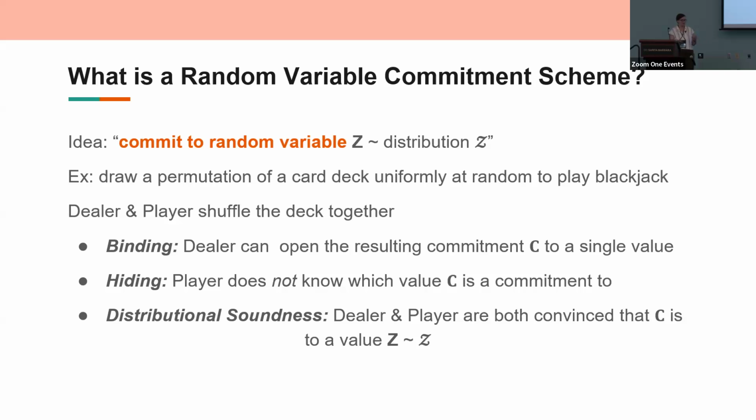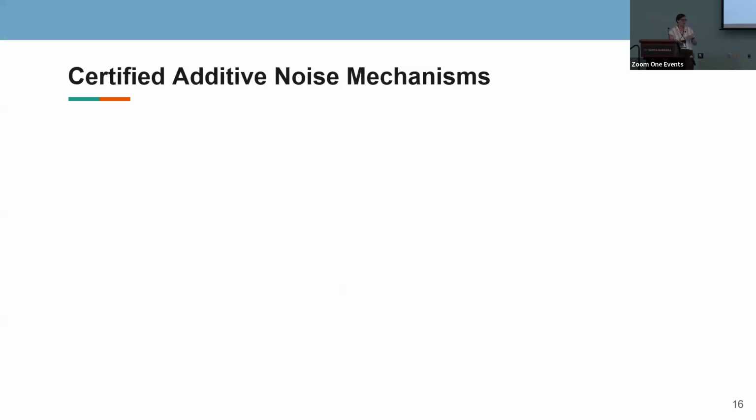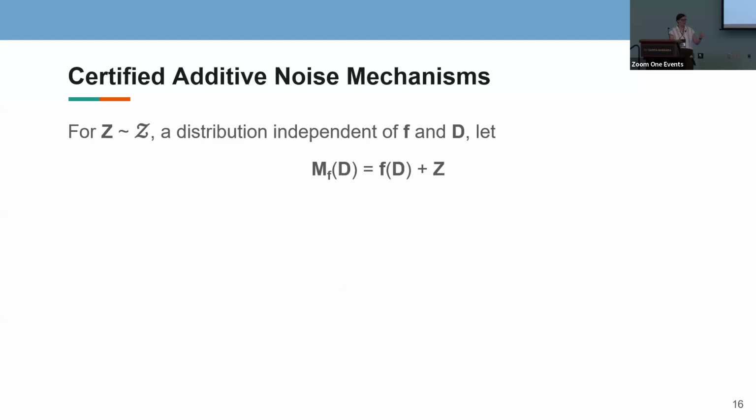So now that we have this primitive, it becomes easy to see a construction for a broad class of probabilistic mechanisms called additive noise mechanisms. In this context, we'll have a distribution that's independent of the particular query in the database. And we'll just take the true answer to the query and add noise drawn from this distribution.